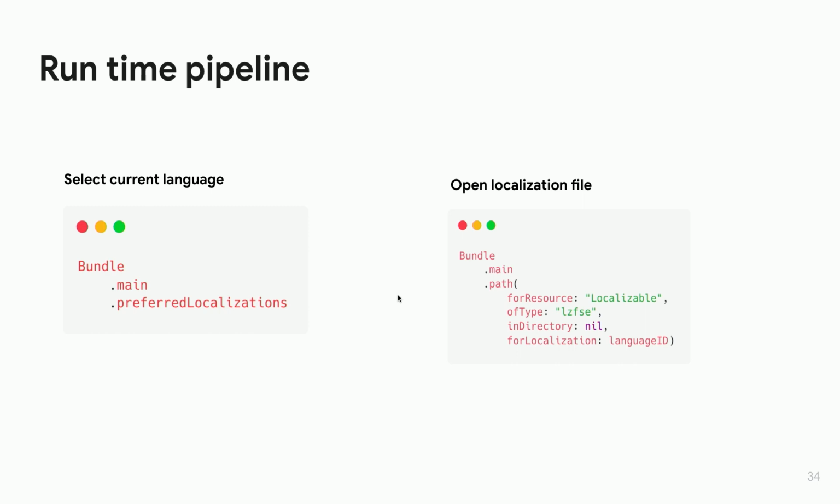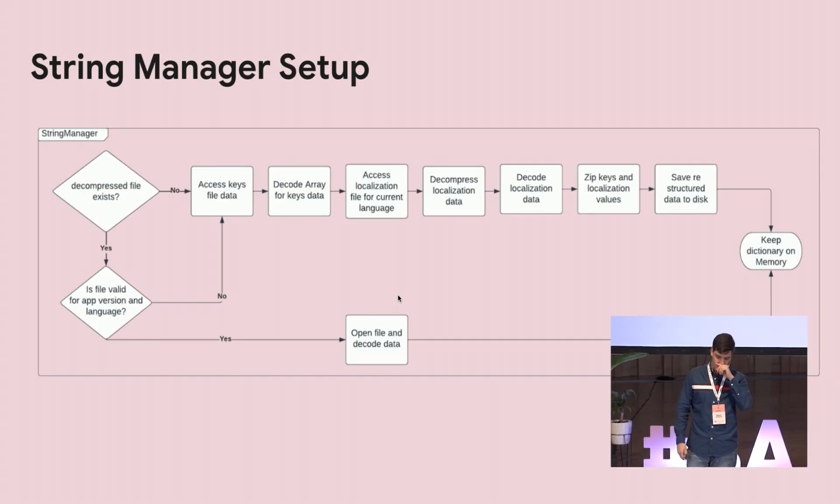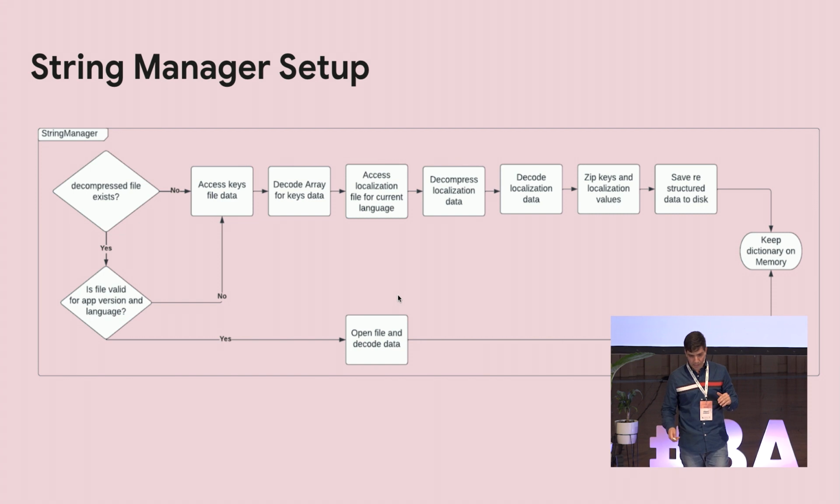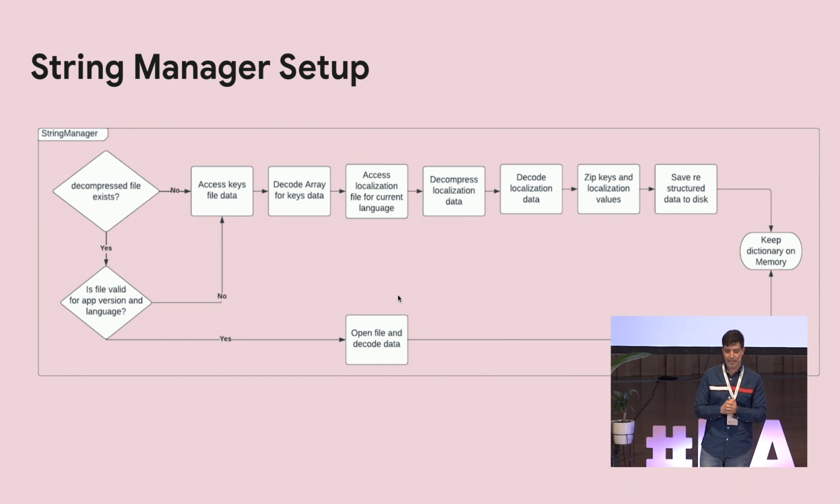The first one is selecting the current user language. You can access that through Bundle.main.preferredLocalizations. That's pretty much what Apple does under the hood. And to open that specific localization file, you use Bundle.main.path(forResource:). You provide the name of the resource, the type of the file extension, and you provide the language ID, which you got from the bundle. And pretty much that's all you need, and you have access to the right localization file. So this is the setup that StringManager does.